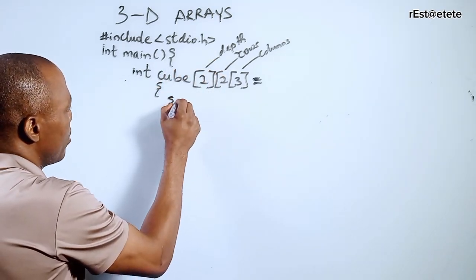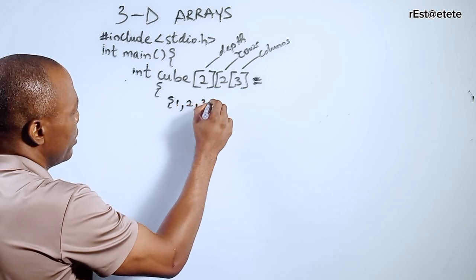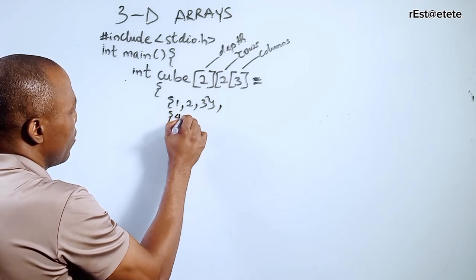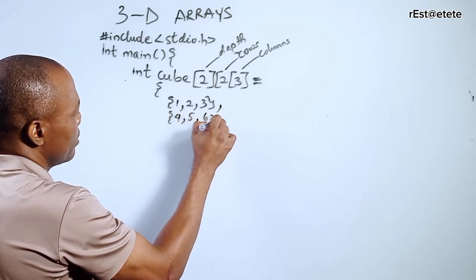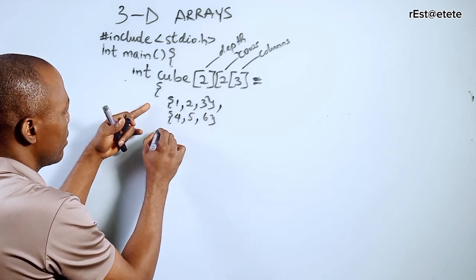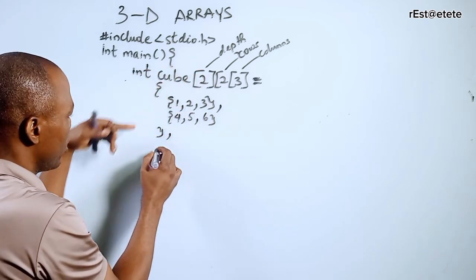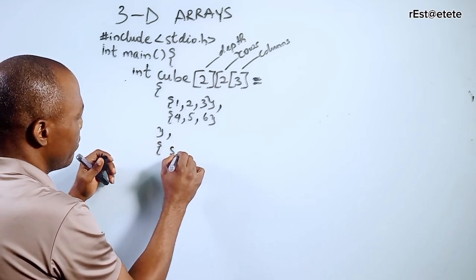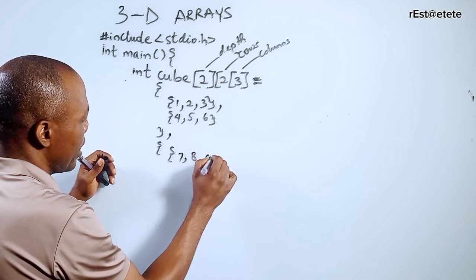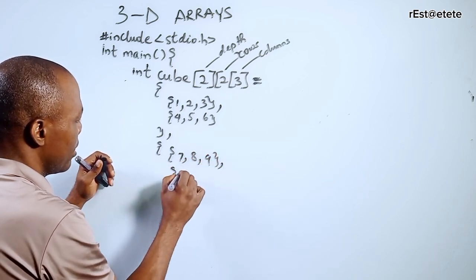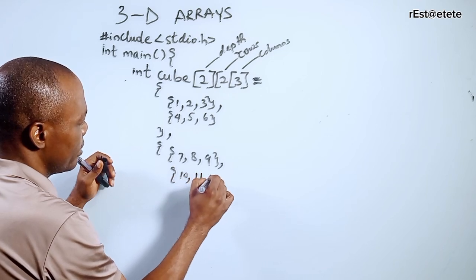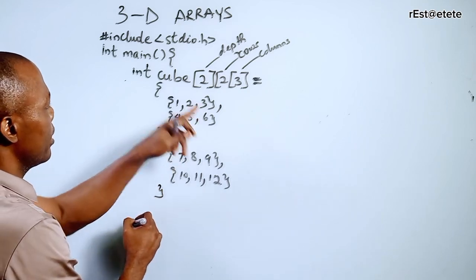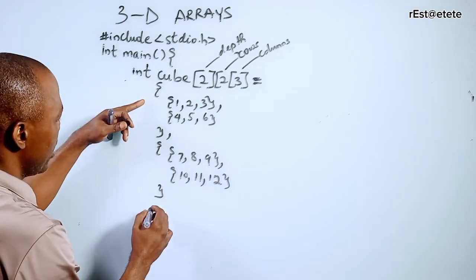So I will have 1, 2, 3, comma, 4, 5, 6. Then I'll close this, comma. So the second step, I'll open it here. Then I'll do 7, 8, 9, 10, 11, 12. Then I will close this. Then this one, I will close it here.